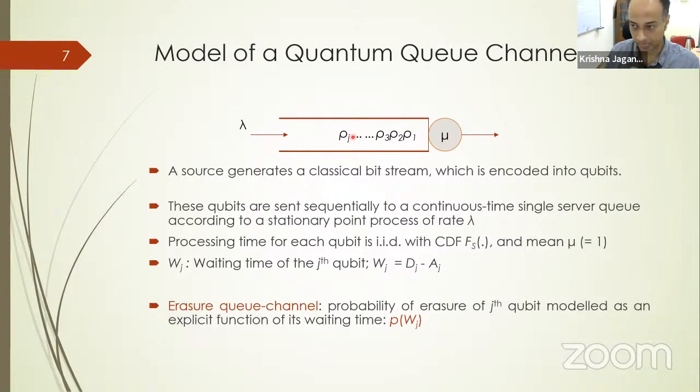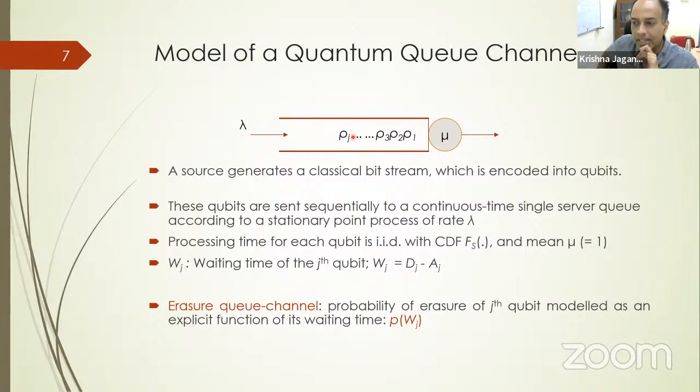So effectively, the model is that when the waiting time of the entity reaches W, for a given waiting time, with probability that depends on W, rho is lost.